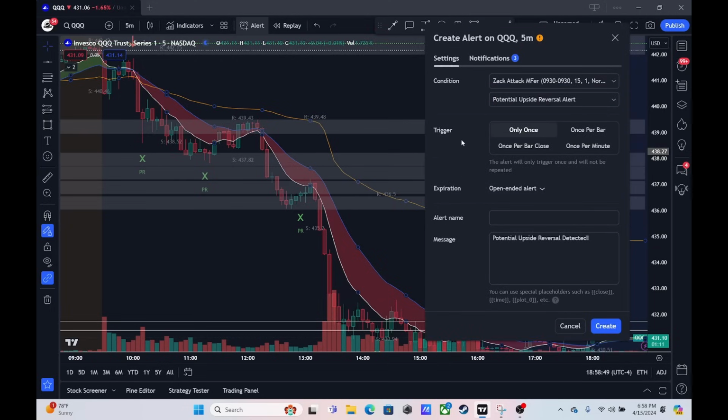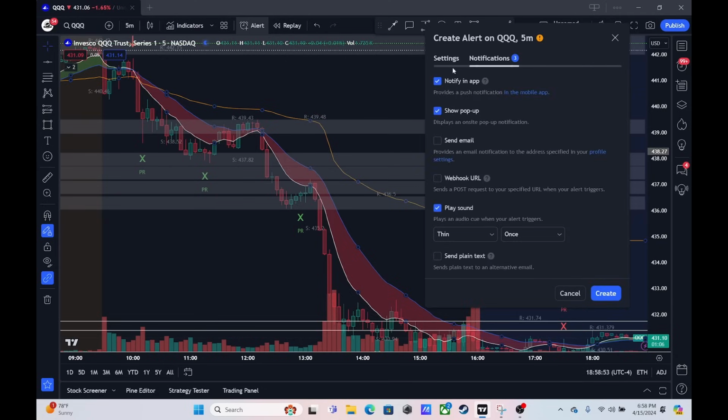So there's a few different trigger options. First, let's go to notifications, because I want to show you the kind of notifications you have. So number one, you can notify in-app. If you have the app on your phone and you sign into the same account, you can actually get push notifications on your phone. And that's really one of the main ways that I use this: if I'm at work or I'm busy, and I get a notification on my phone, I know to look at the charts because the setup that I like might be happening. So you can have it notify you via push notifications.